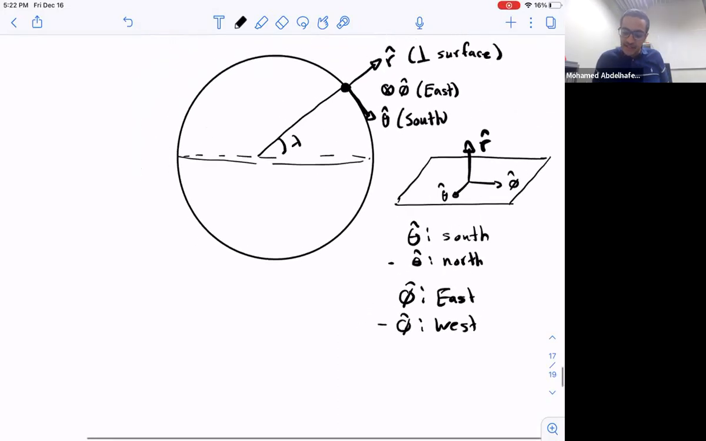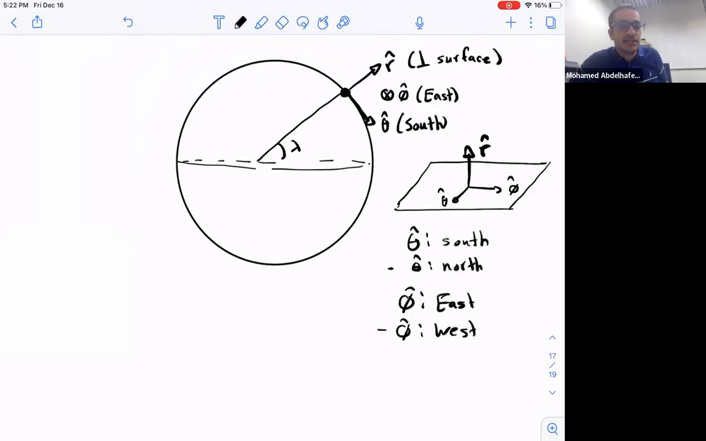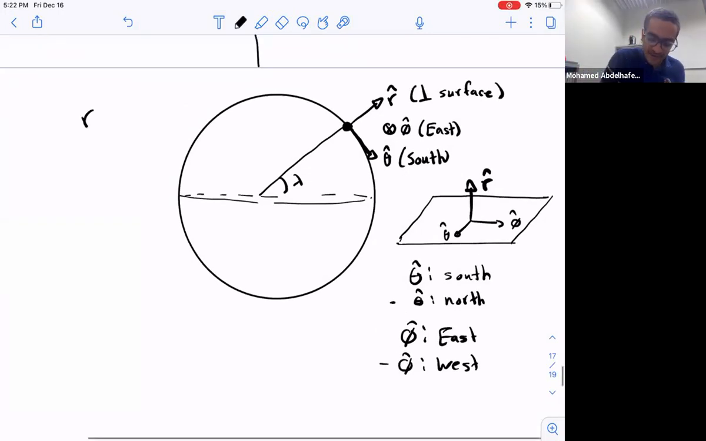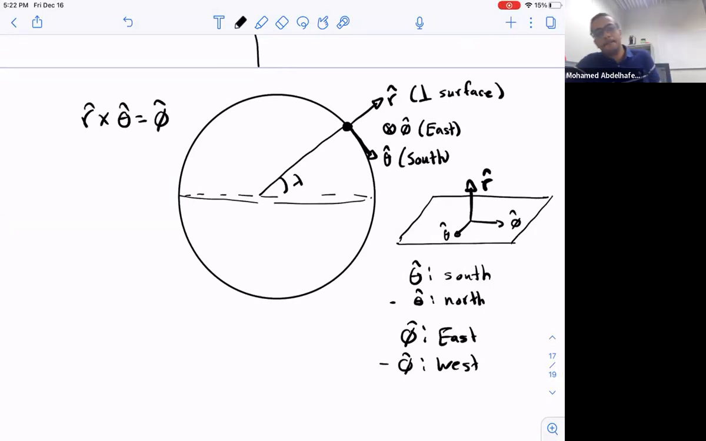So this is a translation of the spherical coordinate system on the Earth. R hat is perpendicular, theta hat is south, opposite is north, phi hat is east, opposite is west. Any questions about the coordinate system here? And we're saying r hat cross theta hat is phi hat. The positive cross cycle starts with knowing that r cross theta is phi. Any questions about the spherical coordinates here?